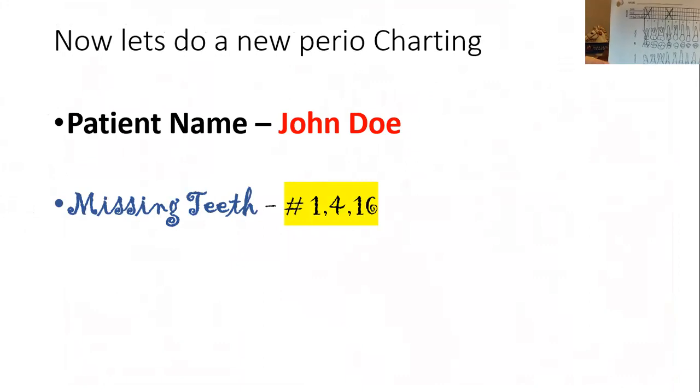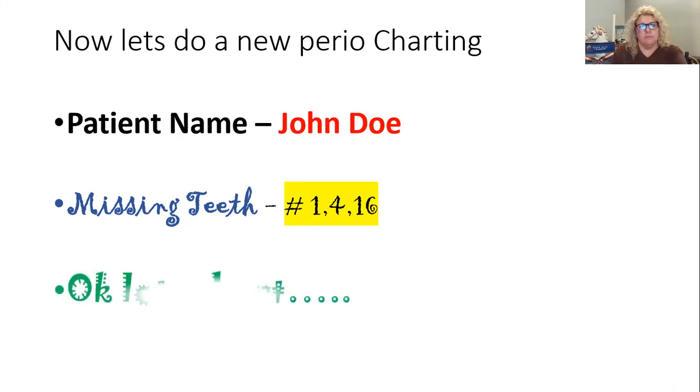So you're going to mark out 1. And remember, we have to have a box here on the buccal and a box here on the lingual. And then I've also marked out my tooth 4, same thing, 2 boxes, and 16 here and here. 1, 4, and 16 are missing. Okay, everybody ready? Here we go. And if you're not ready, just hit pause, okay?